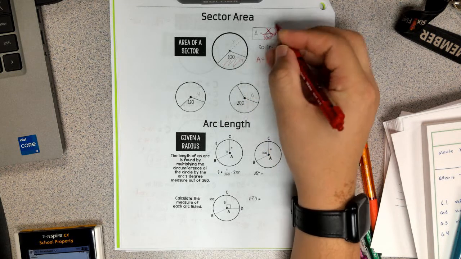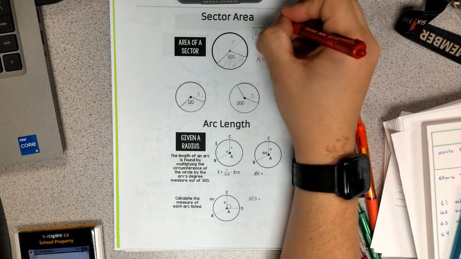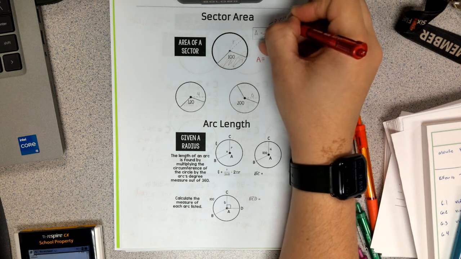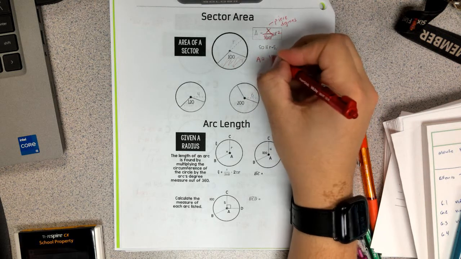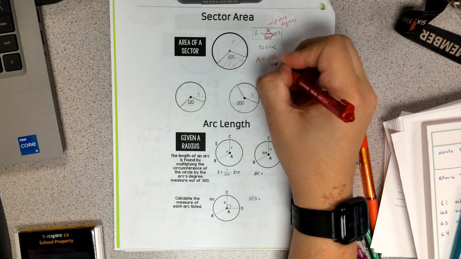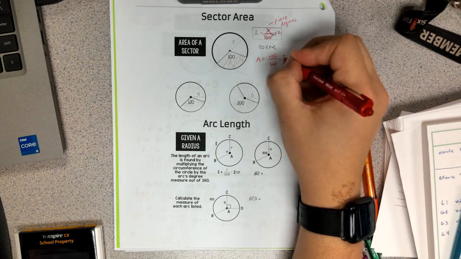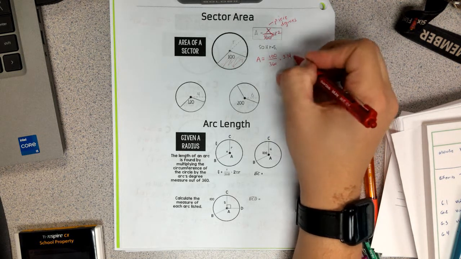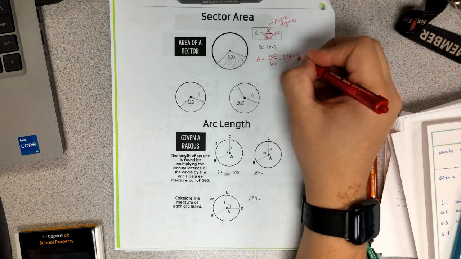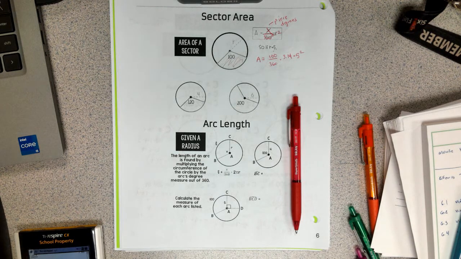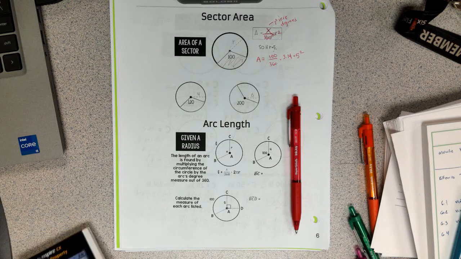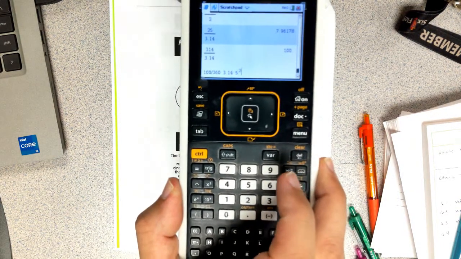Area equals, my x is going to be the piece. It's going to be the degrees that they want. So in this case, x is 100 over 360 times my pi, which is 3.14 still, times my radius, which they told me was 5 squared. And I'm going to write that exactly how it is in my calculator. So 100 divided by 360 times 3.14 times 5 squared. So it should look like that.